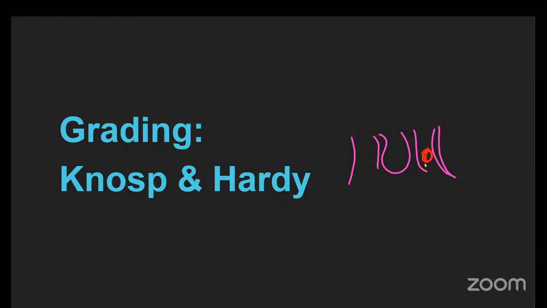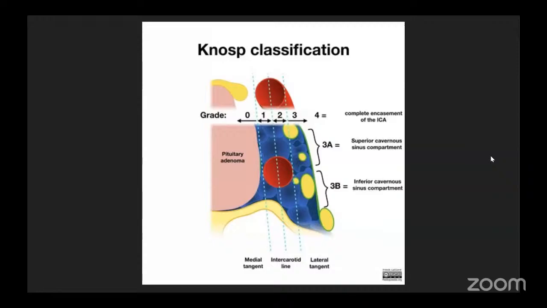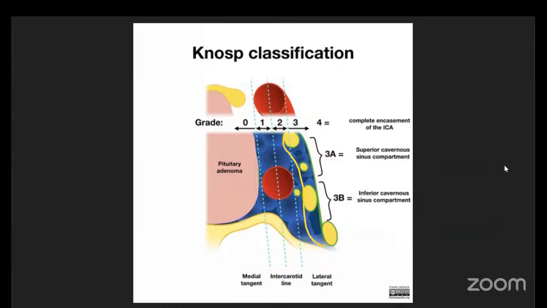Understanding where the nerves and the artery lie within the cavernous sinus is really, really important if you want to understand the grading, right? Let me change this slide. Do you see this now? You can see that this here is the lateral wall. This here is the substance. And inside the substance, we can see that there is the ICA.